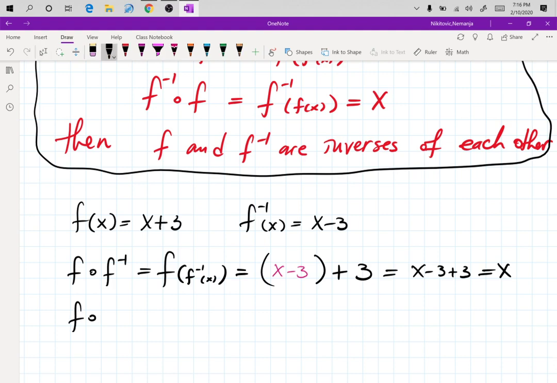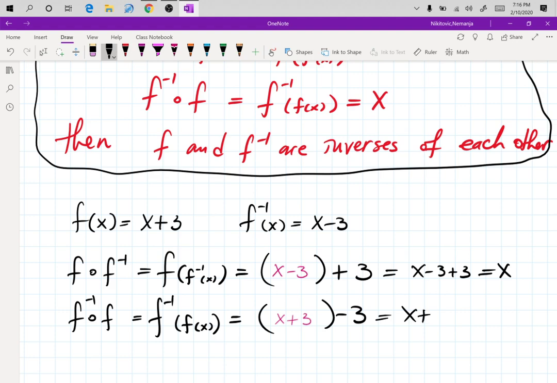You can do it the other way. You have the inverse be the boss, and you plug f of x inside. So if the inverse is the boss, then you have x minus 3. You plug in x plus 3, which is the original f, and what you get is x plus 3 minus 3, you get x again.